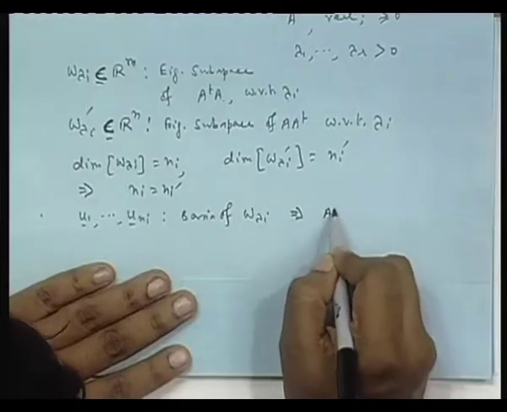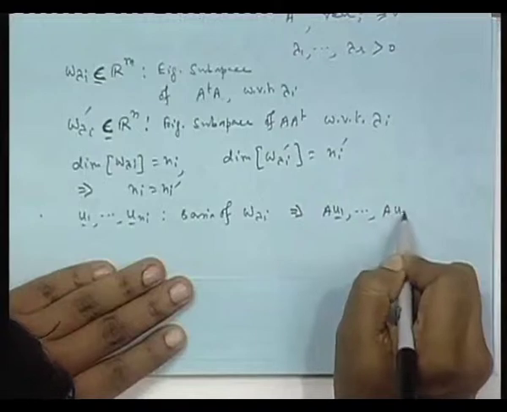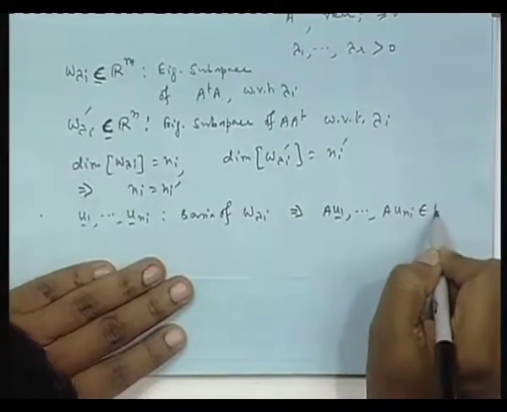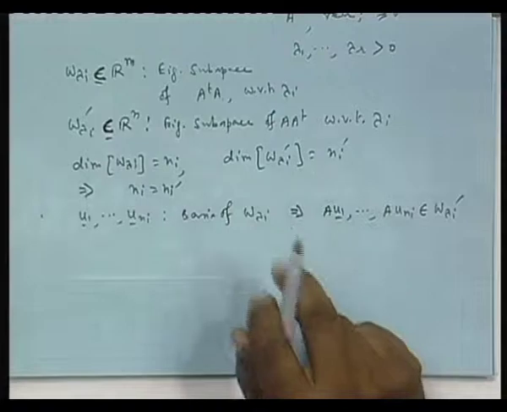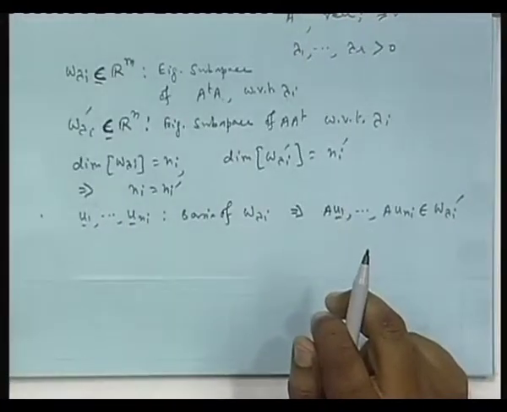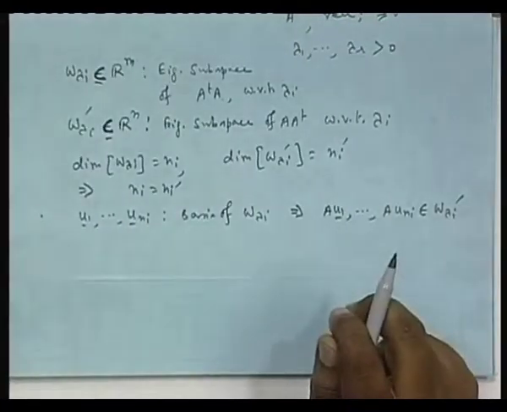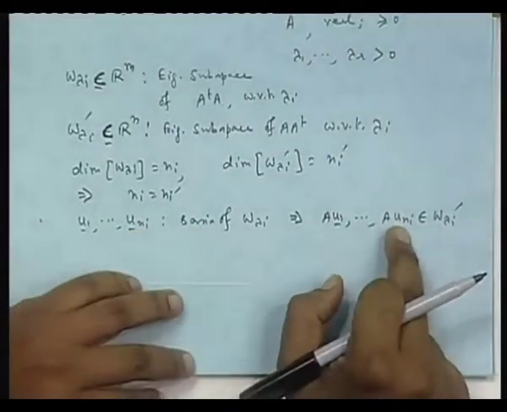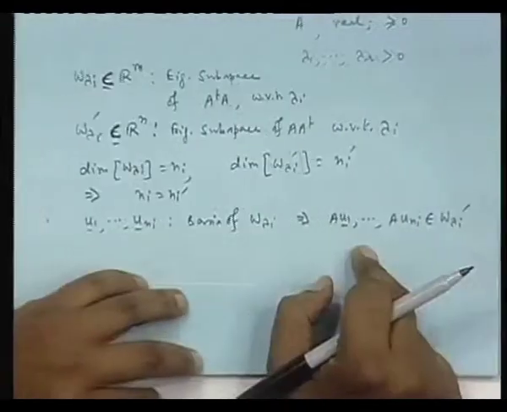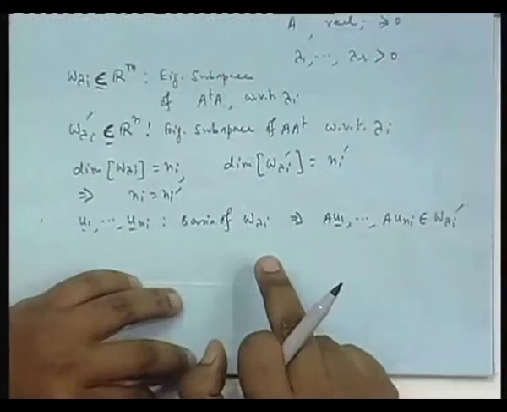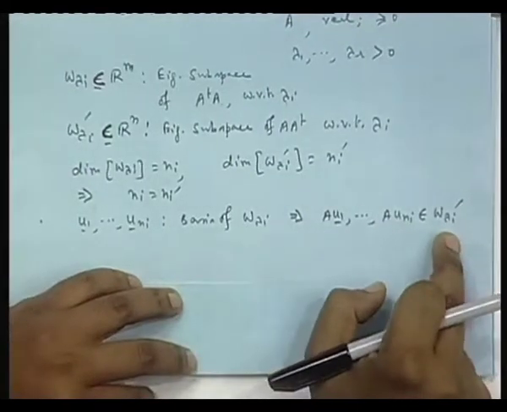That means A u1 dot dot dot A u n I belong to W lambda I prime from our theory, because we had shown earlier that if A transpose A has an eigenvalue lambda and eigenvector x, then A A transpose will have the same eigenvalue lambda, but eigenvector A x. So, they are all eigenvectors of A A transpose for the same eigenvalue lambda I. So, they all belong to W lambda I prime.